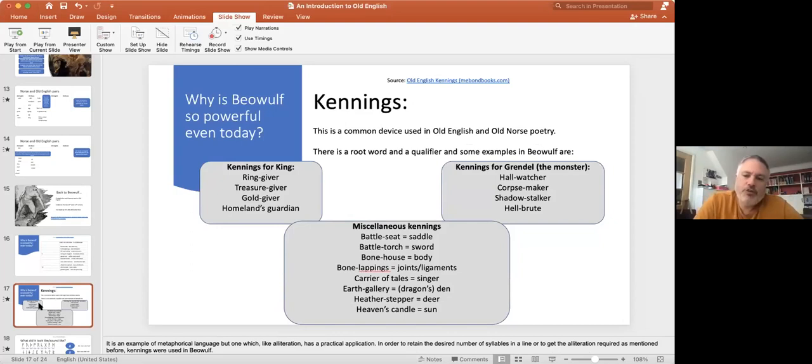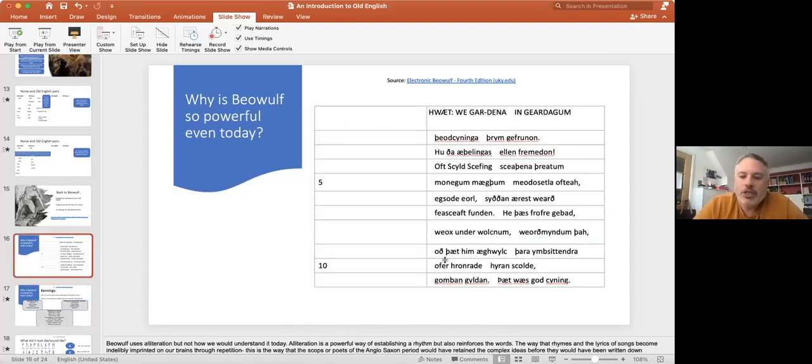And there's some great ones. There was one actually, which you may not have spotted, which is in the 10th line of the original one that I read you. It says Hronrada. So Hronrada is the whale road. That's one of the most famous ones in Beowulf. And it's just a kenning for the sea, because the whale road is where the whale travels. So you've got that again here.